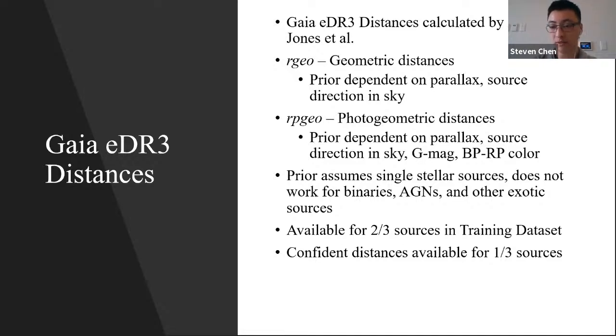Sorry, I was going to say, have you looked to see if there's anything that sticks out in the RUWE, the renormalized unit weight error, or the excess astrometric noise in your samples? I think those questions might be better referred to Wei Yang, who did most of the work on the pipeline itself. Thank you for your talk.